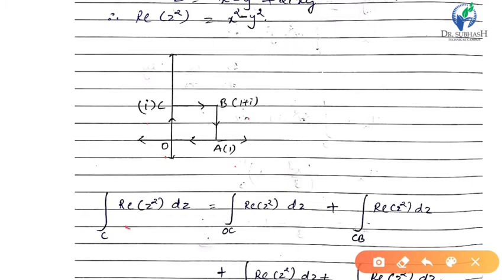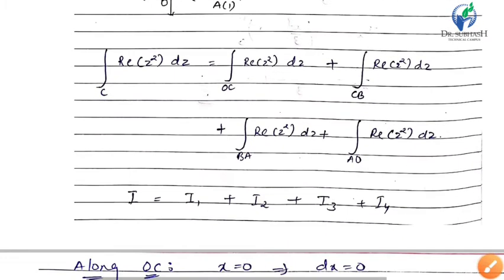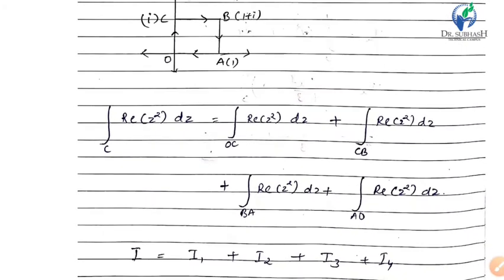To integrate this function, I will need 4 paths, that is for OC, for CB, for BA, and for AO. 4 different integrals I will find, and at last I will add. I am naming them I1, I2, I3 and I4. Now first let me give the overview of how I am taking the values. See, when I take OC, OC means this one.